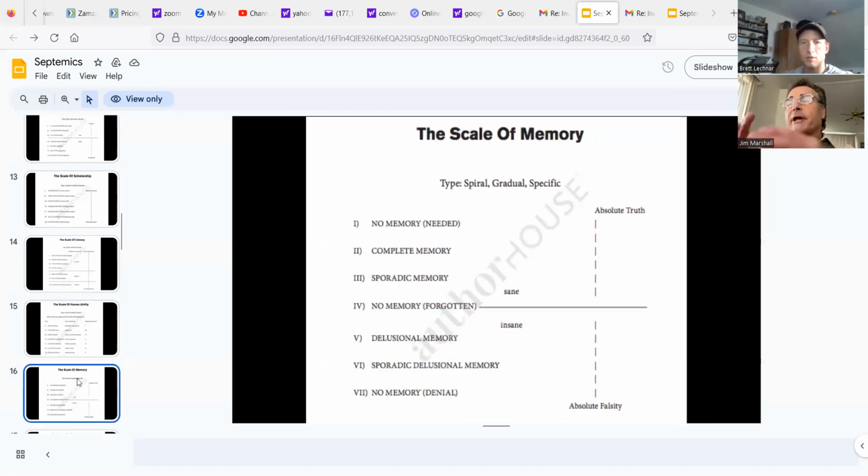Okay, the scale of memory. This is a scale that obviously applies to everyone in a very deep way. First of all, it's a spiral scale. If you look at level one, it says no memory. And level seven, it also says no memory. The difference is, at level one, no memory is needed. At level seven, it's no memory because you're in denial.